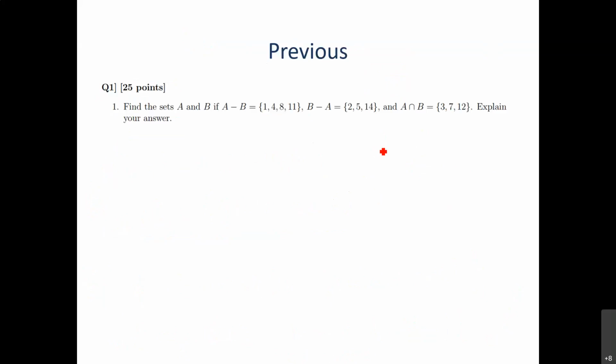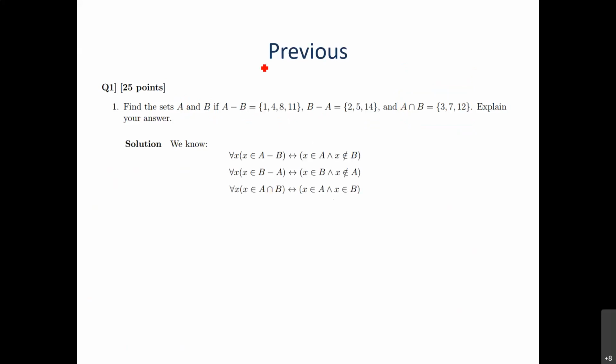Okay. One last idea about sets before we move on. Find the sets A and B such that A minus B is this, B minus A is this, and the intersection is this. You want to find out what A equals and what B equals. Well, plenty of ways to do this.